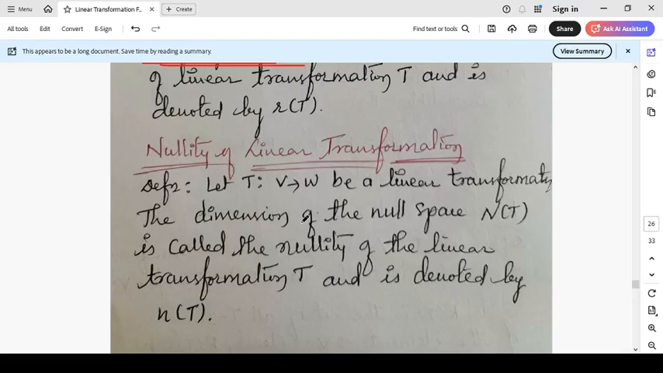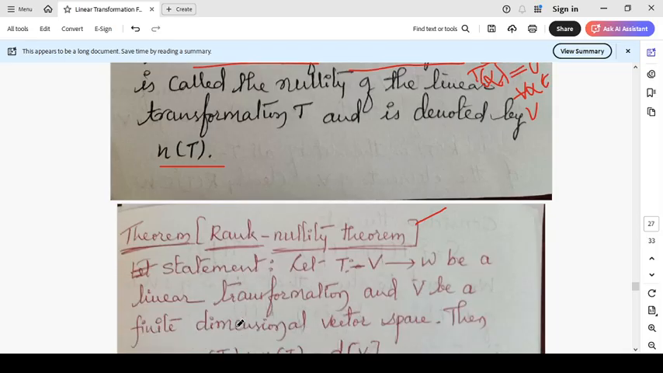The next definition is the nullity of a linear transformation. Nullity of a linear transformation means the dimension of the null space. Already we have discussed what null space is. The null space is denoted by N of T, where T of alpha is equal to 0 whenever alpha belongs to V. Nullity means the dimension of the null space; it is called the nullity of the linear transformation and denoted as n of T. So these are the basic definitions we should know.